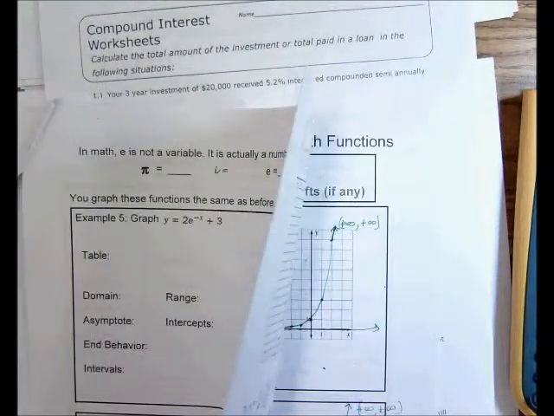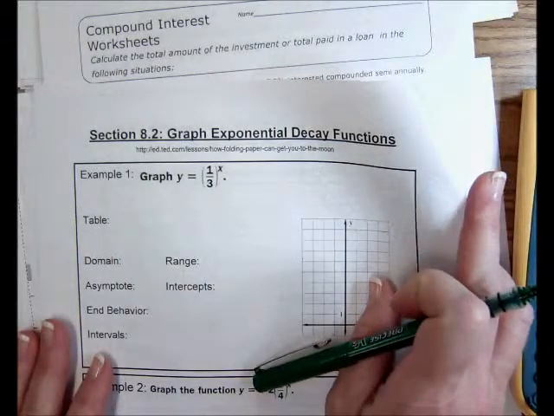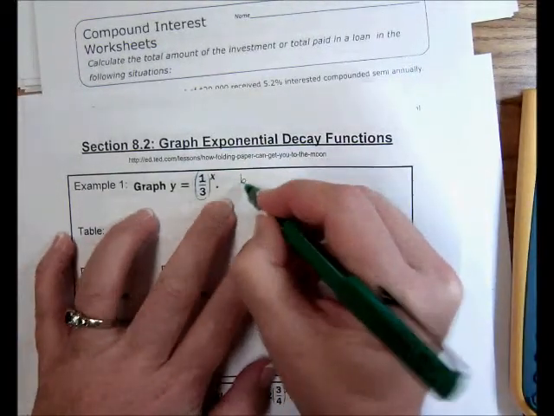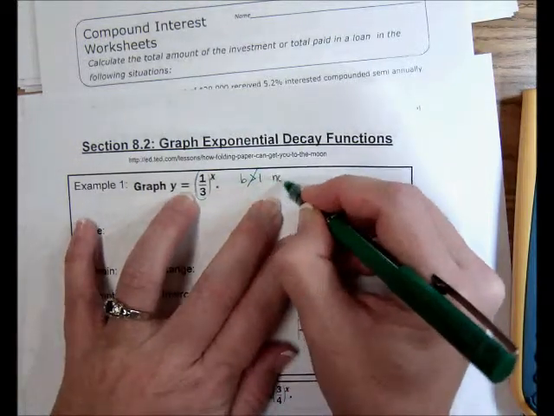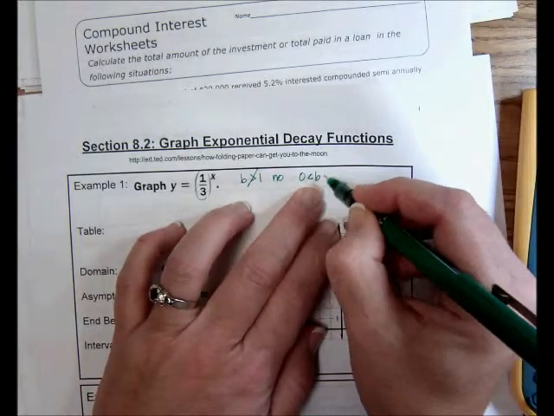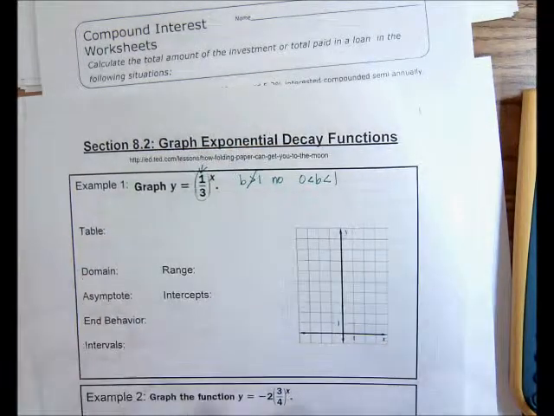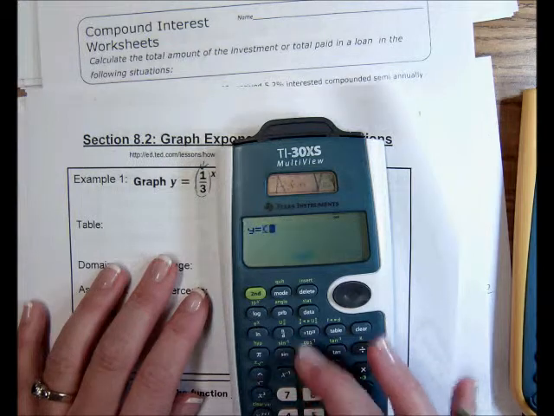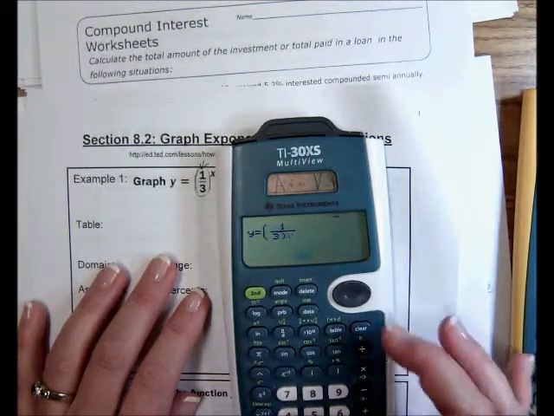The next thing we talked about was decay. And you do decay the exact same way. But instead of b being greater than 1, now 0 is going to be less than b, and b is going to be less than 1. So it's going to be a fraction in here. So let's look at our function and let's graph this. So I have 1/3 to the x power.